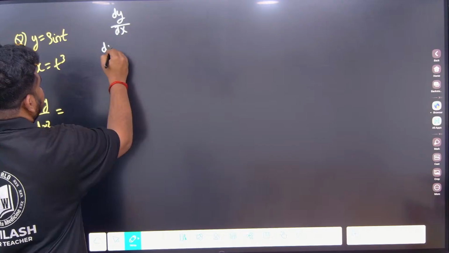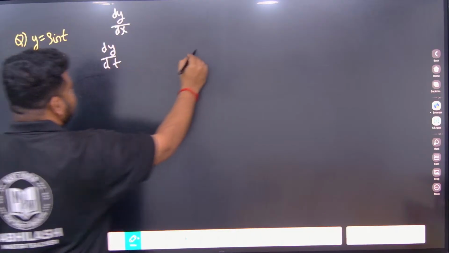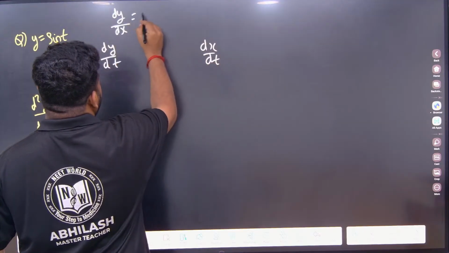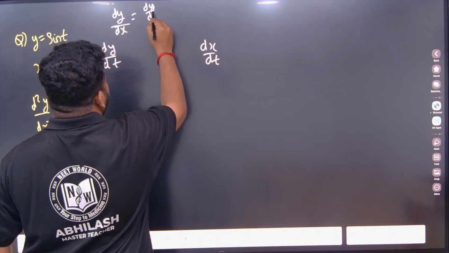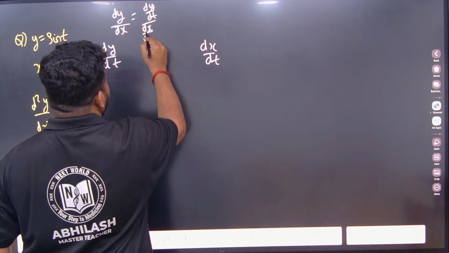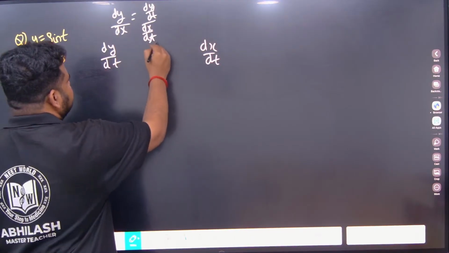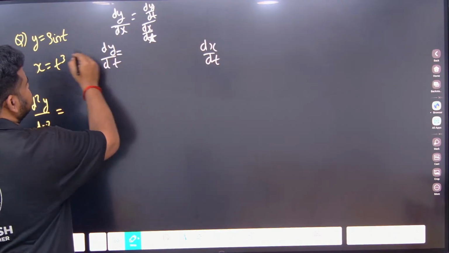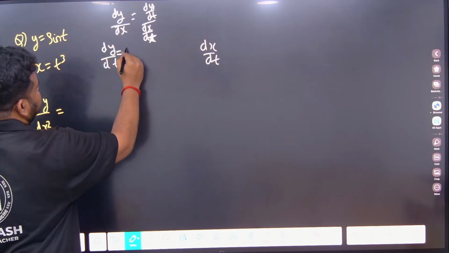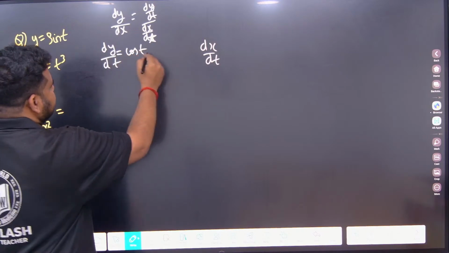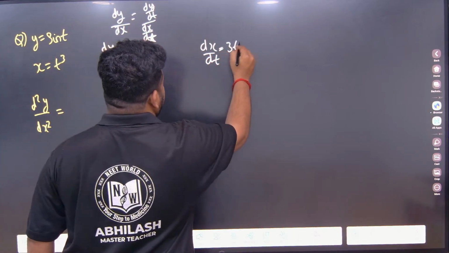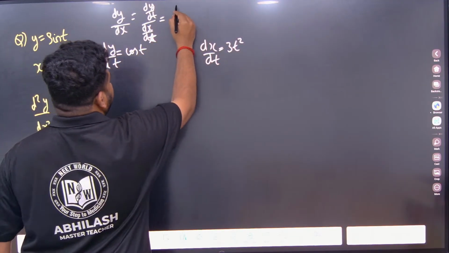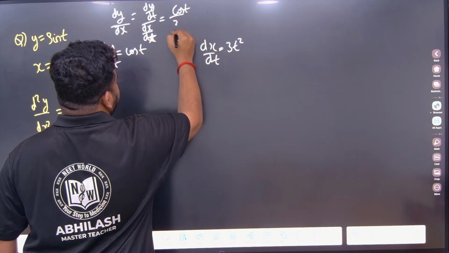For that, first you will find dy by dt, then you will find dx by dt. For dy by dx, you will do dy by dt divided by dx by dt. Yes or no? Now dy by dt: the derivative of sin t is cos t, and dx by dt is 3t square. So dy by dx becomes cos t by 3t square.